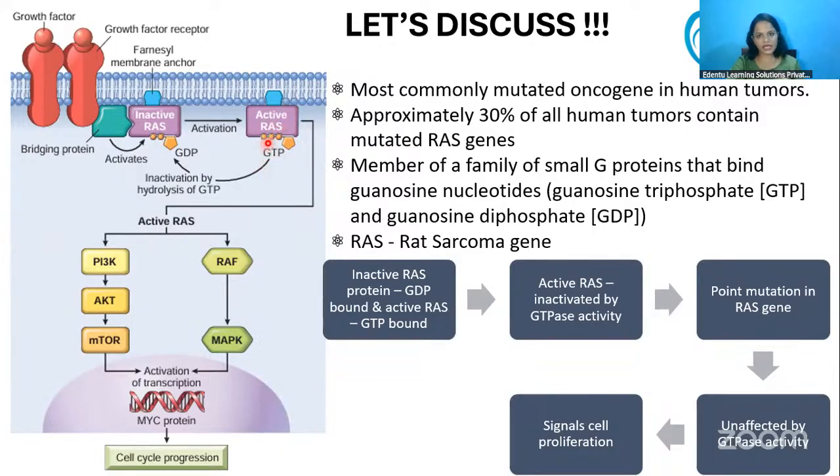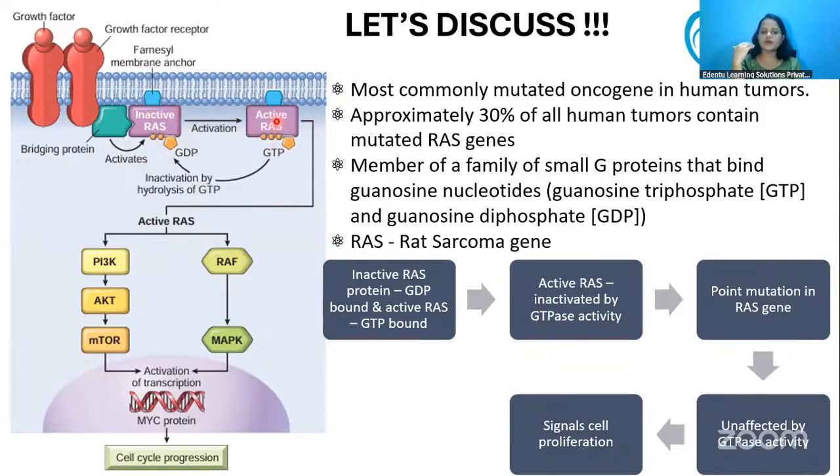Okay, even if it gets active, there are mechanisms in our body itself to make it inactive. It will release an enzyme called GTPase, which will make this activated RAS inactive. So this is the inactive RAS and this is the active RAS.